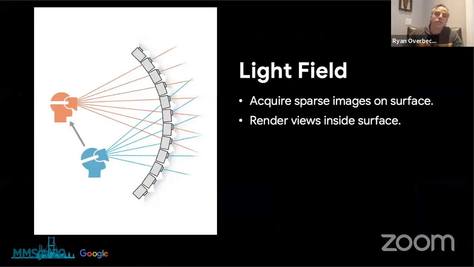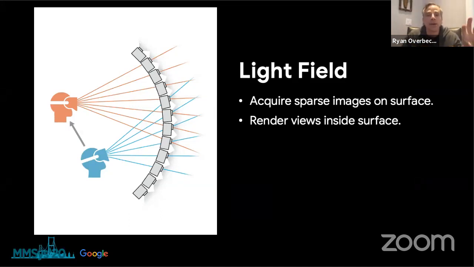So what is a light field? Well, in order to create an immersive light field, you have to take a bunch of pictures on a surface. And in this example, we're using the surface of a sphere. Then a person wearing a VR headset can move around inside of that virtual sphere. And we use view synthesis to blend between the images in real time to make it look like you're actually there at the scene where the pictures were taken.